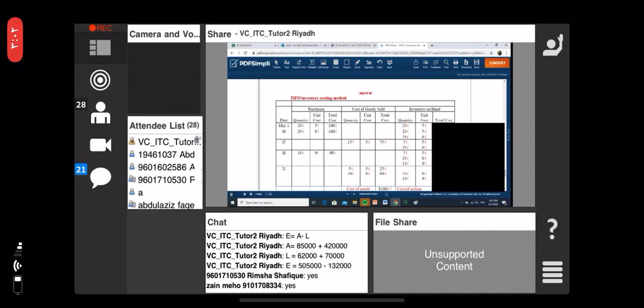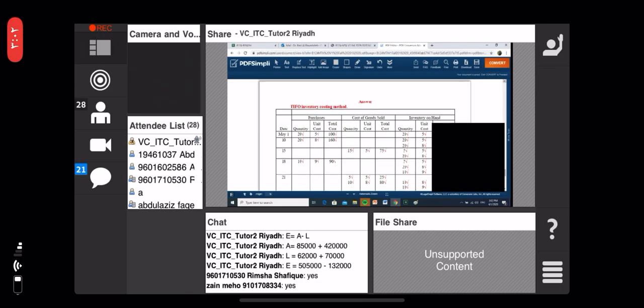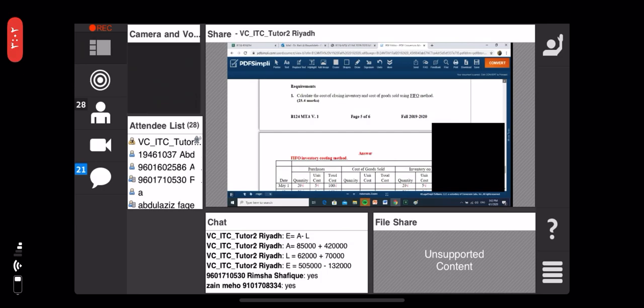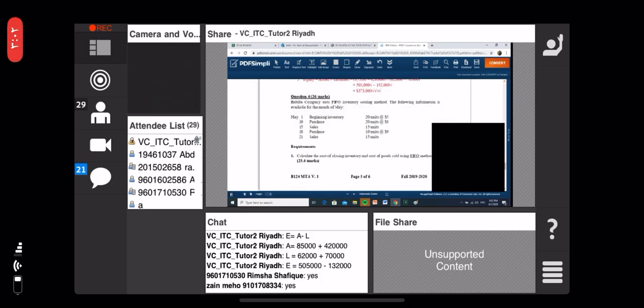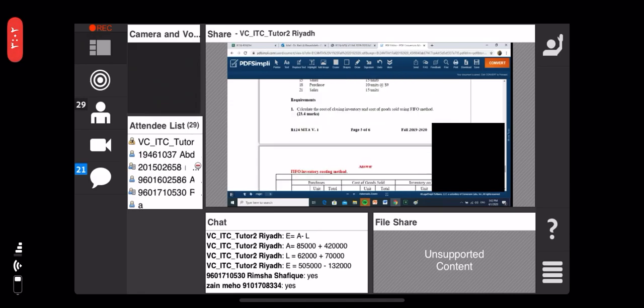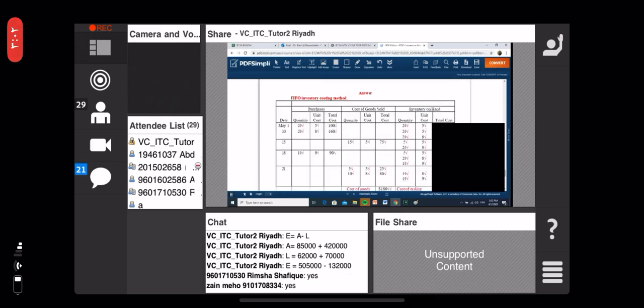So here he has beginning inventory of 20 units, and this is number 5. So we will multiply 20 by 5. So the quantity in purchases on 1st May is 20 units and the price is 5. So 20 units multiplied by 5, total cost will be 100. After completing the purchases column, copy and paste it into the inventory on hand column, as it is, just copy and paste.